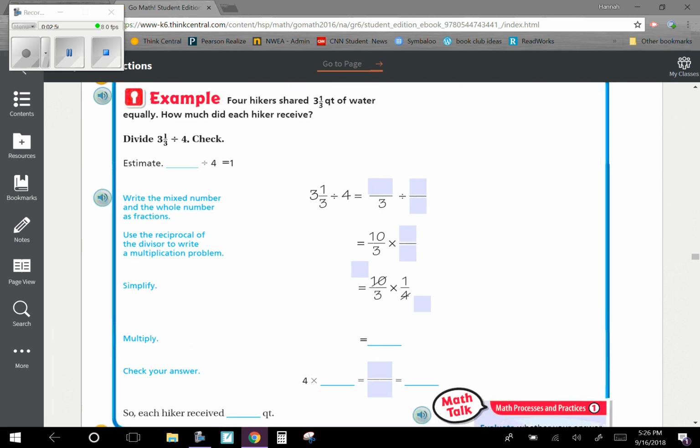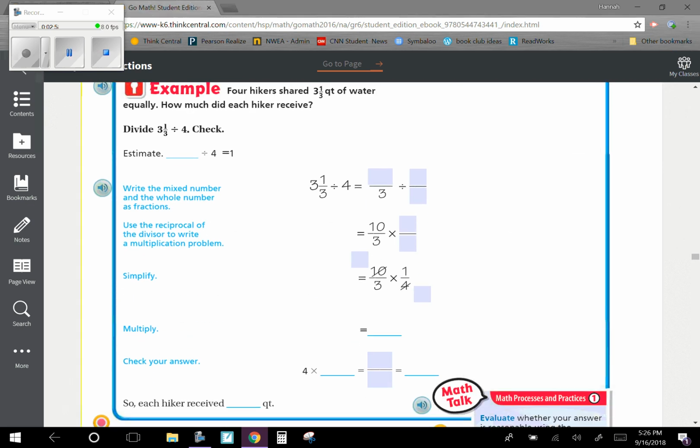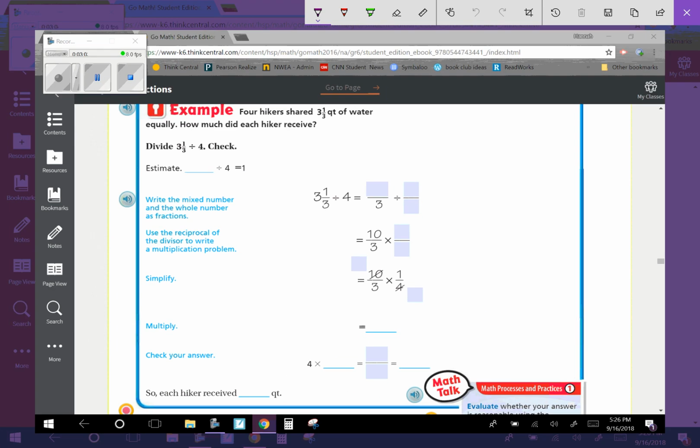Example: 4 hikers shared 3 1/3 quart of water equally. How much did each hiker receive? So we're going to divide 3 1/3 divided by 4. Our estimate, we could take 3 1/3 and turn it into 4. So 4 divided by 4 is 1. I could round it down to 3, but then it's not easy math, so that's why we rounded up to 4. So now we're going to write the mixed number and the whole number as fractions.